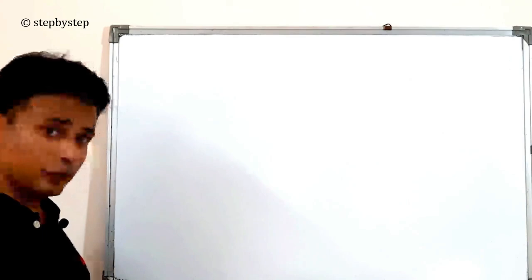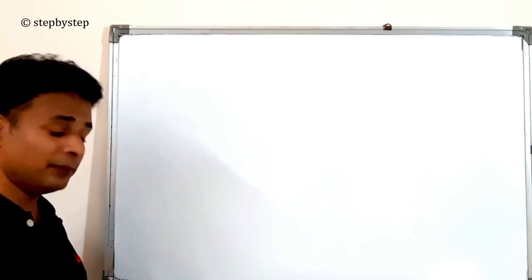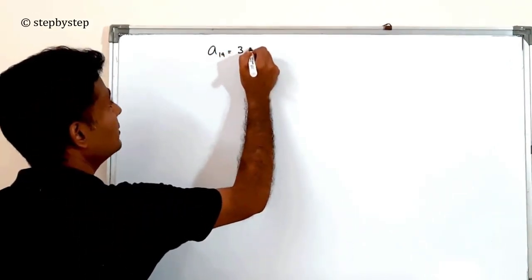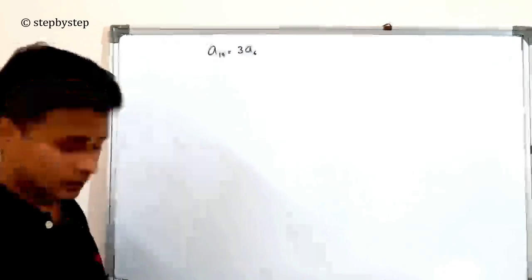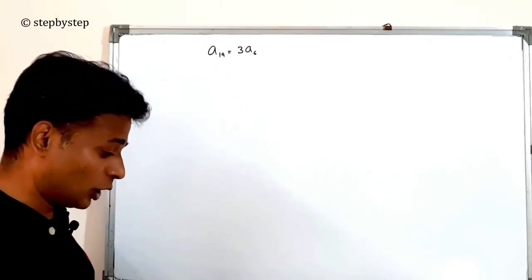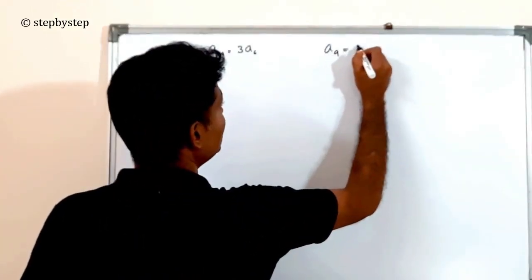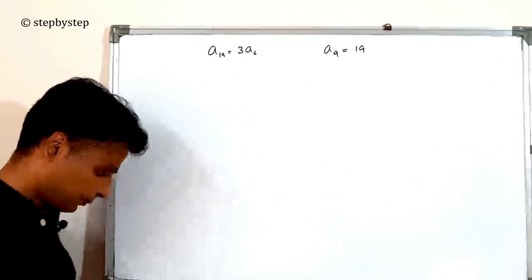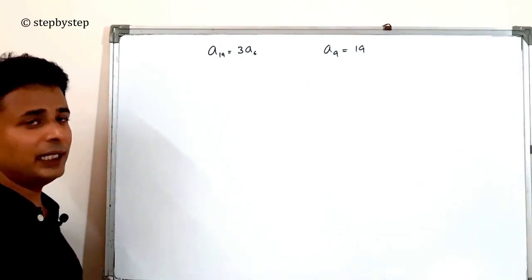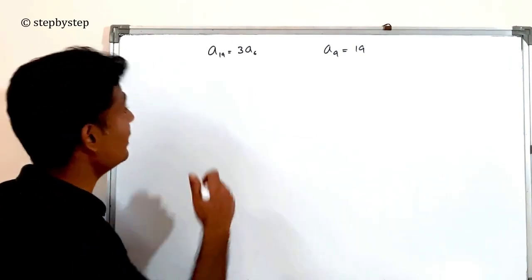Now the fifth question. The 19th term of an AP is equal to 3 times its 6th term. If its 9th term is 19, find the AP. Find the AP means we need to find the first 3 terms. With two conditions, we can find two unknowns which are A and D.